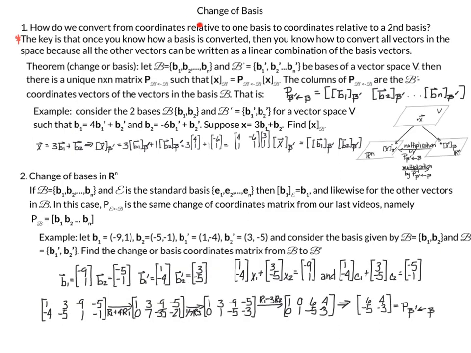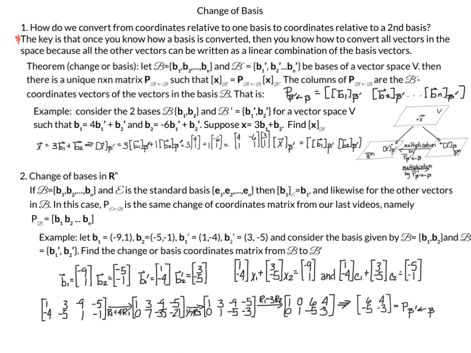In this video, we talk about change of basis. In other words, how do we convert from coordinates relative to one basis to coordinates relative to a second basis? And the key is once you know how the first basis is converted to the second basis, then you know how to convert all the vectors in the space, because all the other vectors can be written as a linear combination.